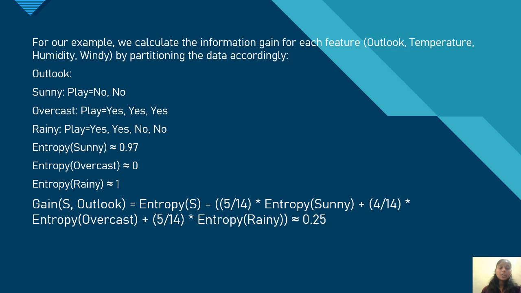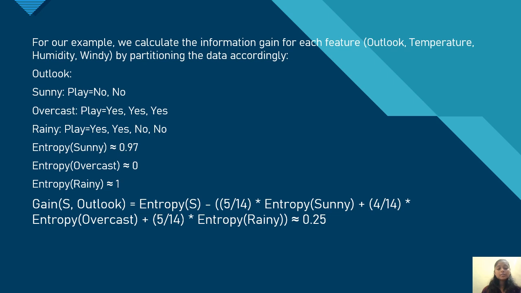For our example, we calculate the information gain for each feature, that is outlook, temperature, humidity, windy, by partitioning the data accordingly. We're going to consider it for outlook, with the values sunny, overcast, and rainy. And you're going to see how many times each has occurred according to the target variable. And we're going to calculate the entropy values for each of these, that is sunny, overcast, rainy, which are 0.97, 0, and 1.